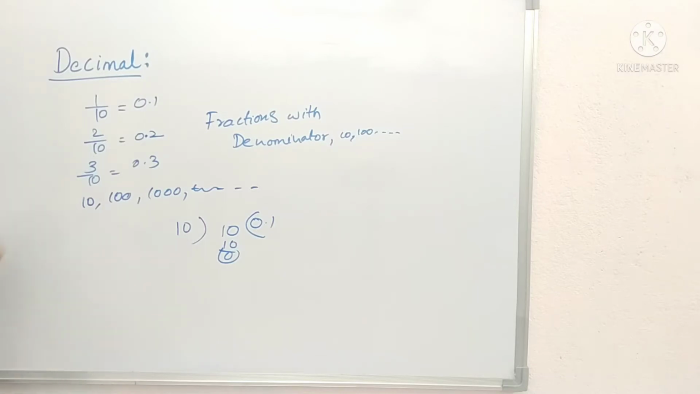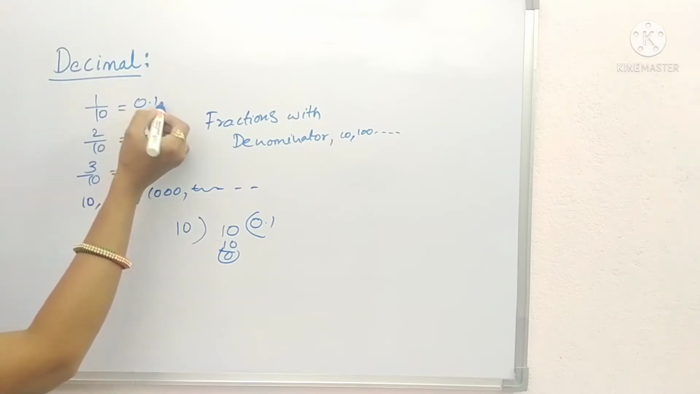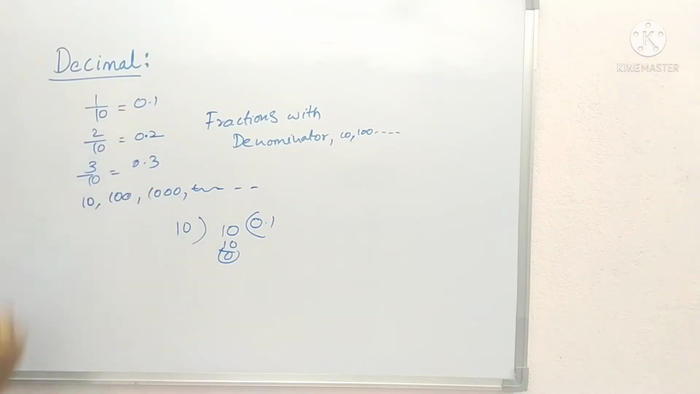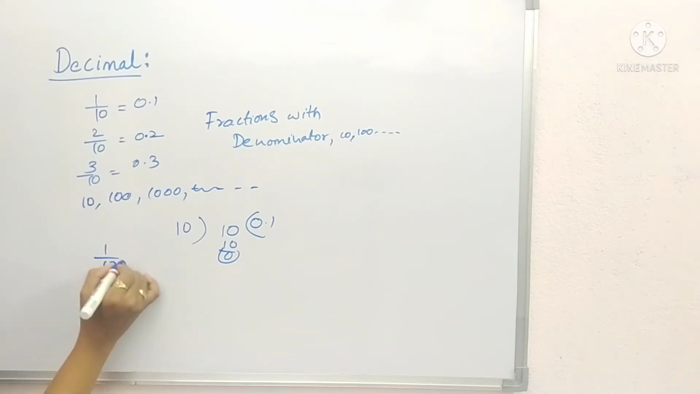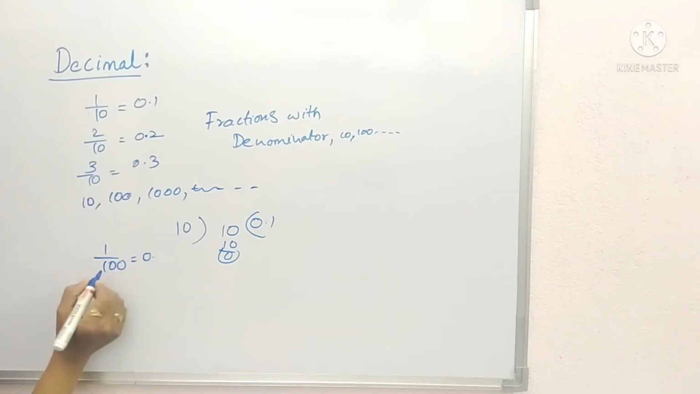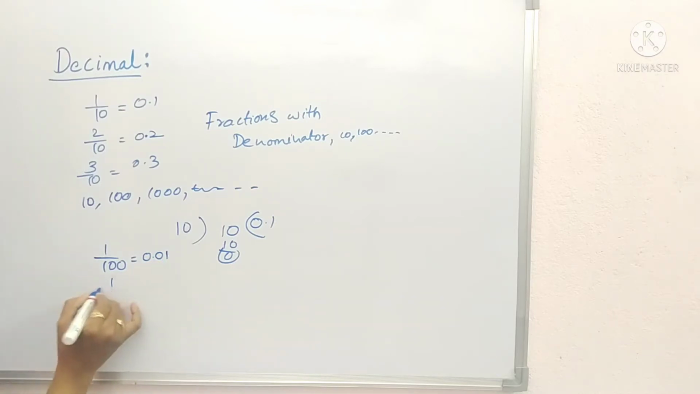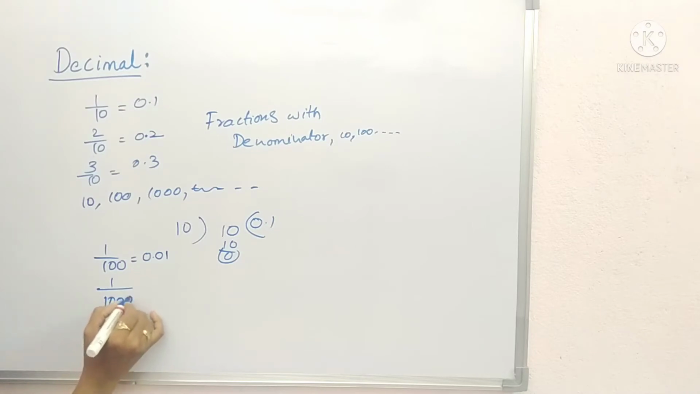So how do you read 0.1, 0.2, 0.3? Now what is the value of 1 by 100? How many zeros are there? 2 zeros. So after the decimal point there must be 2 digits. But we only have 1 now. So put 0 and 1. So this is 0.01.